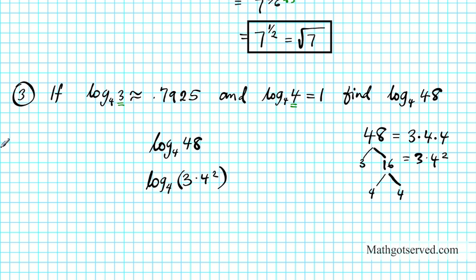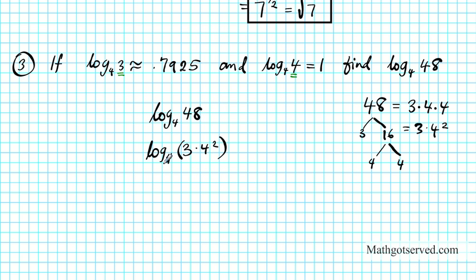Now what I'm going to do next is use the product property of logarithms to decompose this. Remember, when you're multiplying the arguments, you're going to be adding the logarithms. So I'm going to have log base 4 of 3 plus log base 4 of 4 squared. Now this exponent, I'm going to power it down, and this is going to become log base 4 of 3 plus 2 log base 4 of 4.